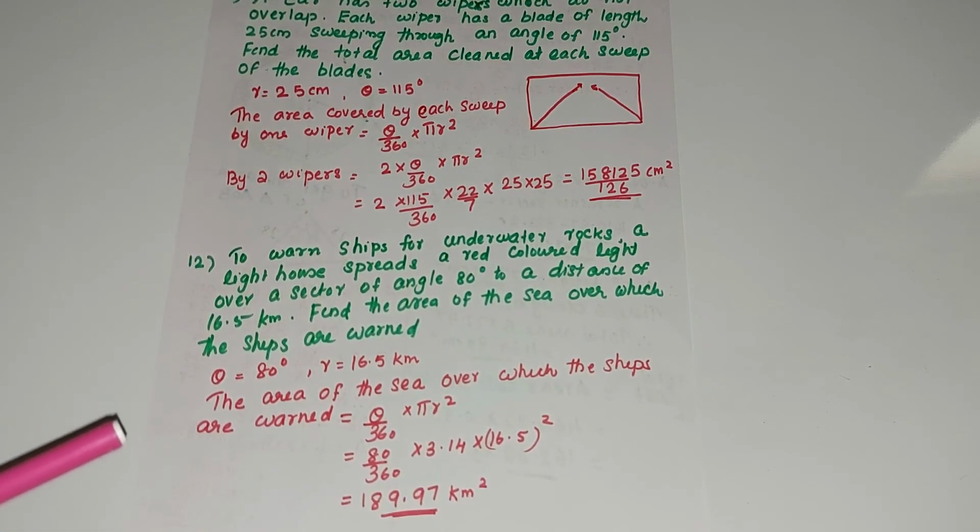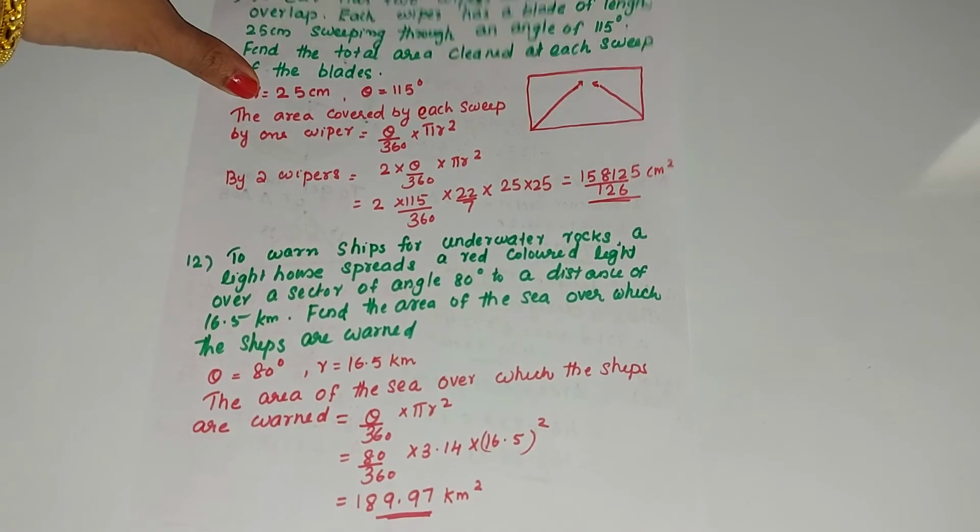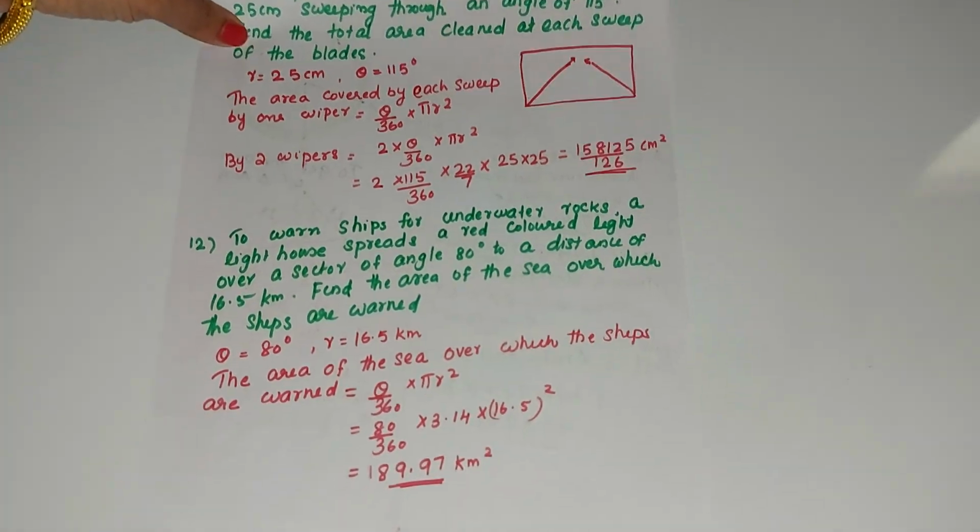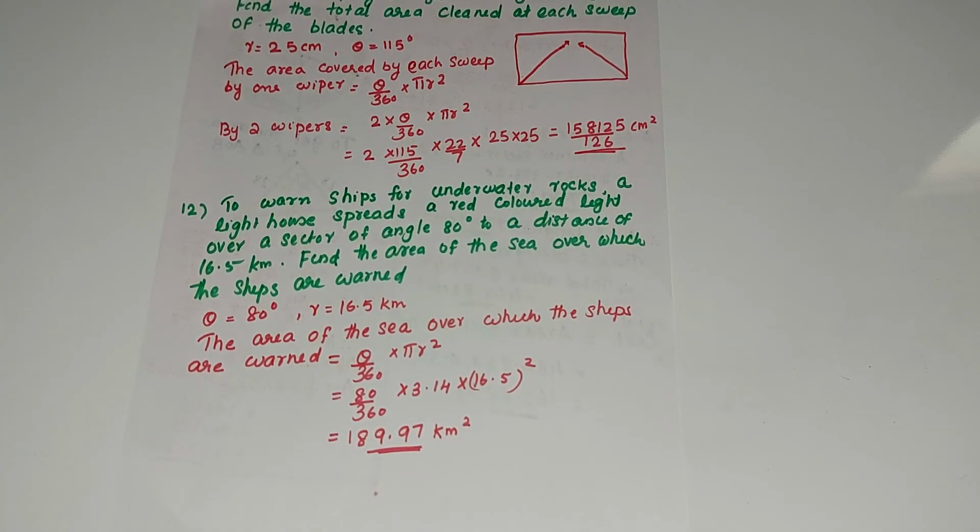The area of the sector, we know the formula: theta by 360 into pi r square. You substitute and solve, you will get 189.97 km square.